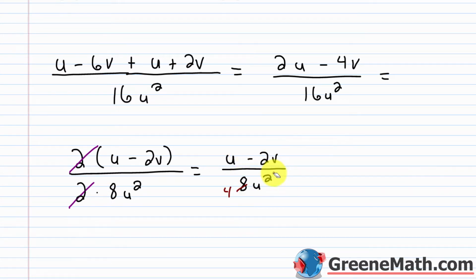It's got to be factors, right? So we cancel common factors. Here, this is multiplication. I am multiplying 2 by this quantity u minus 2v. I am multiplying 2 by 8u squared. So these are factors, so I can cancel common factors. When I think about u minus 2v, these aren't factors. So I can't go through and just start canceling things. So it's very important that you understand that. We cancel common factors. All right, so again, the answer here is u minus 2v over 8u squared.